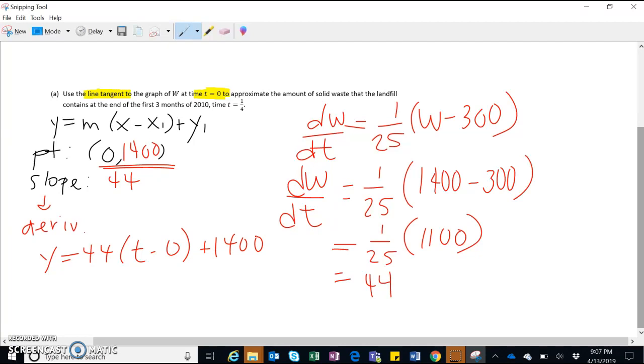And I want to use that tangent line to approximate the amount of solid waste in the landfill at t equals 1/4.